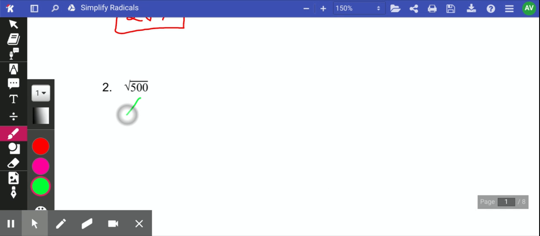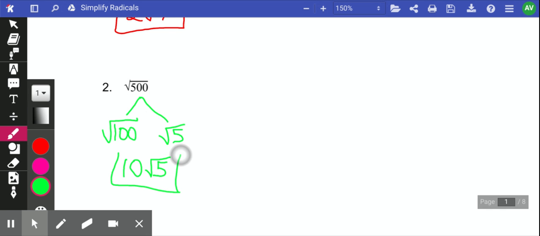So I'm going to break this up as the square root of 100 times the square root of something. And 100 times what gives you 500? 5. So now I can take the square root of 100, which is 10. I can't take the square root of 5, so it stays inside the radical sign, just like that.